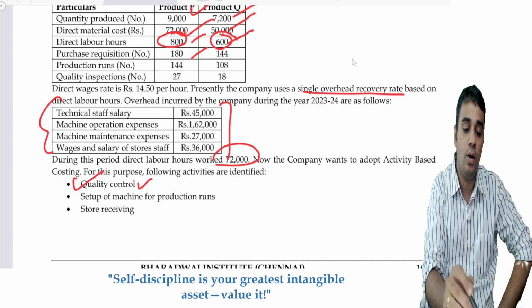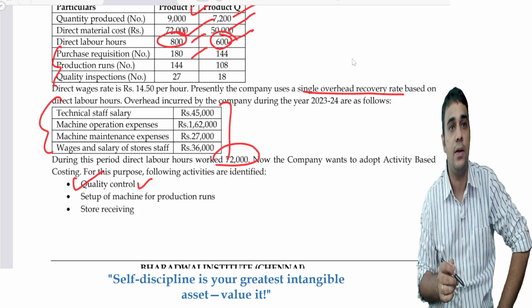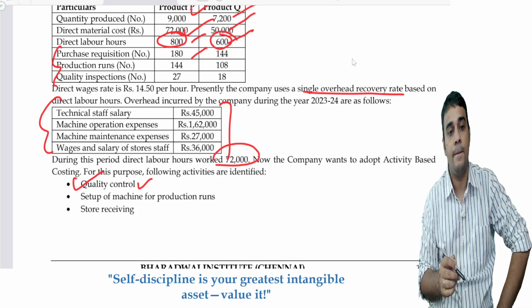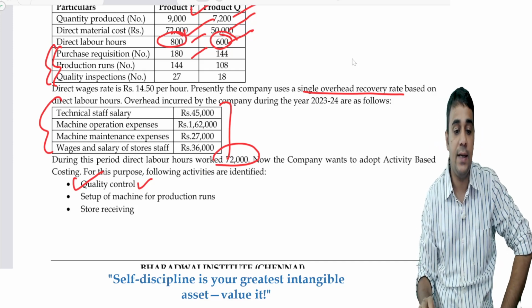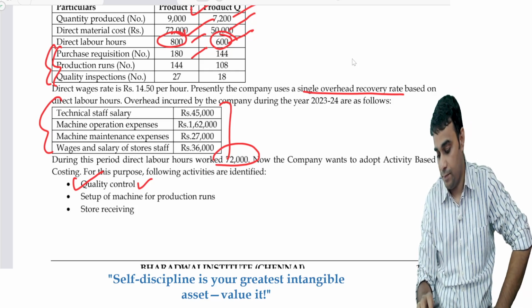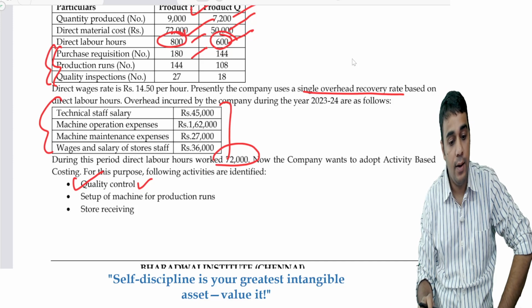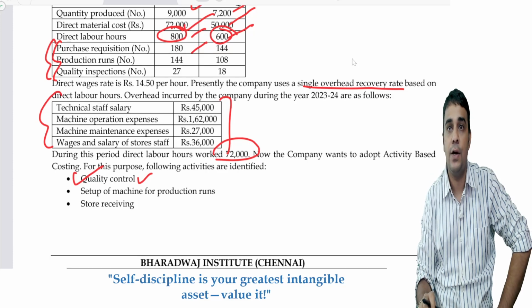Quality control, one of the three will be the driver. What can be the driver out of these three? Quality control: quality inspection. Setting up of machine: production run. Store receiving: purchase requisition.